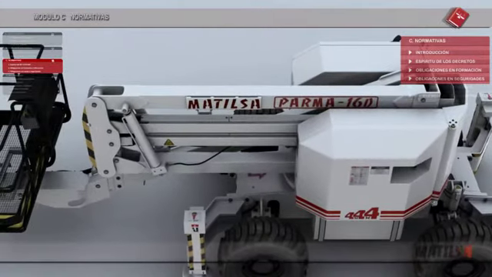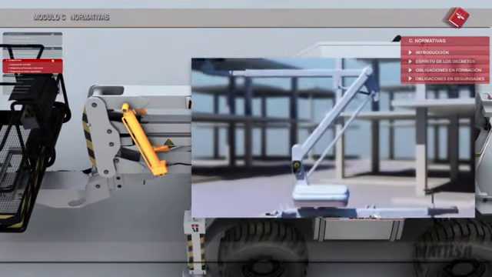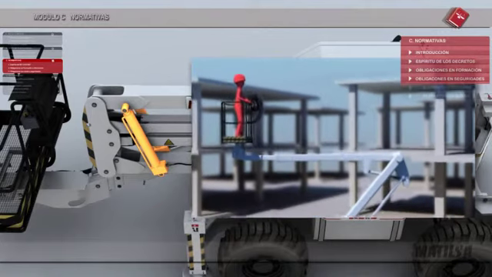Anti-return valves. These valves prevent the falling of the arm due to the breakage of some hydraulic component and consequent drop in the pressure of the circuit.